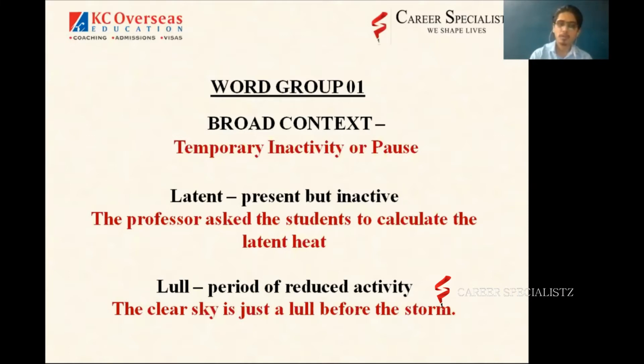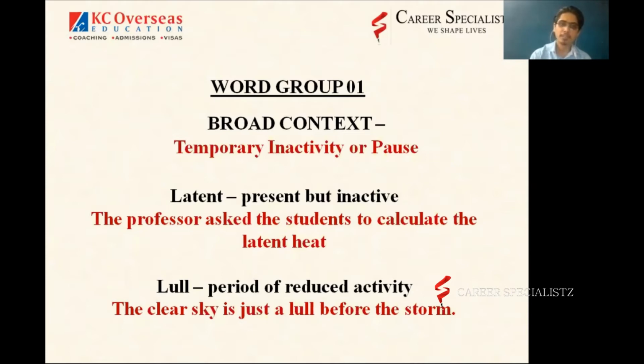The last word that we'll be doing today inside this particular word group is lull. Lull means a period of reduced activity. You can remember or associate this word with lullaby. Whenever a mother sings a lullaby to her child, the child basically goes into sleep or a period of reduced activity. The sentence for the word is, the clear sky is just a lull before the storm.